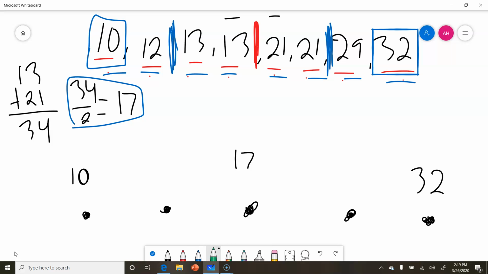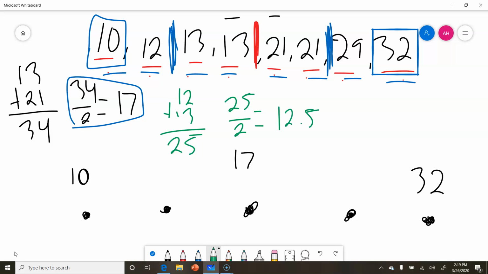So I'm going to do a different color here. I do 12 plus 13, and that is 25. And I do 25 divided by 2, which is 12.5. So that means at this point down here, I'm going to do it in black so it matches, is 12.5 exactly.